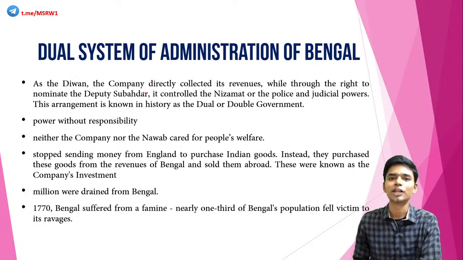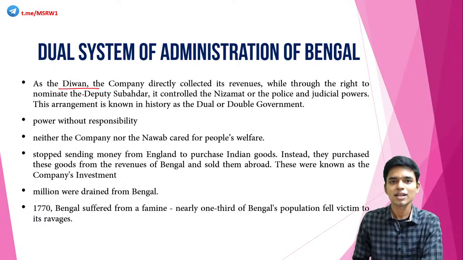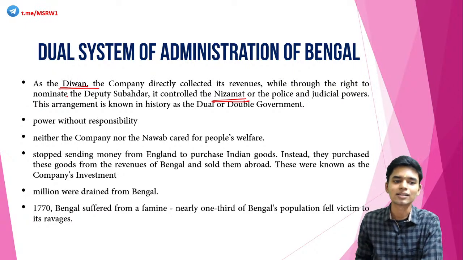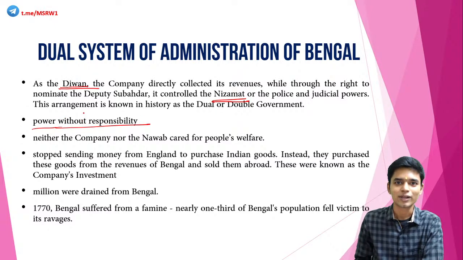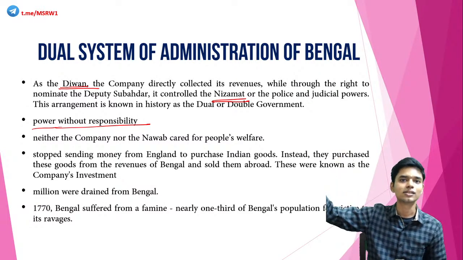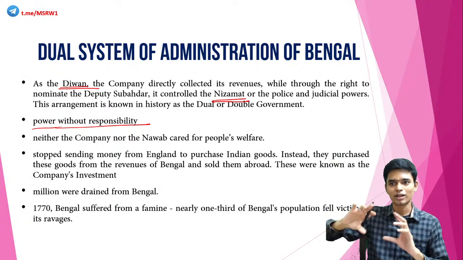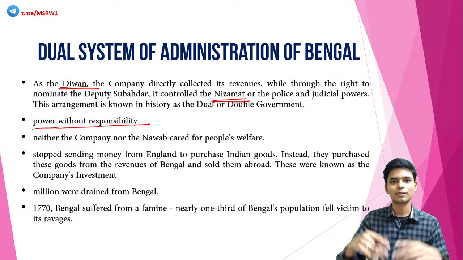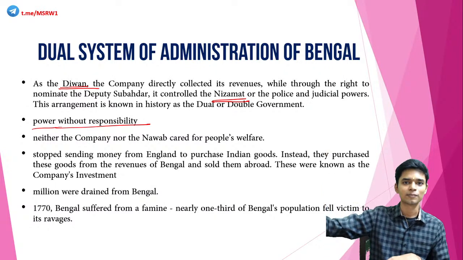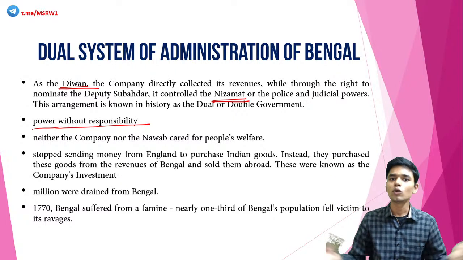Alright, continuing. No questions so far, so I'm continuing. The Diwani function and the Nizamat function are now both in the hands of the English East India Company. The interesting thing here is that now the company has power without responsibility. They have the Nizamat functions and the Diwani functions, but still the Nawab was the responsible ruler. The Nawab did not have any power in his hands, but he was responsible for everything. So if people had issues with the rule, they had to take it up with the Nawab. But the English had all the power, but no responsibility.